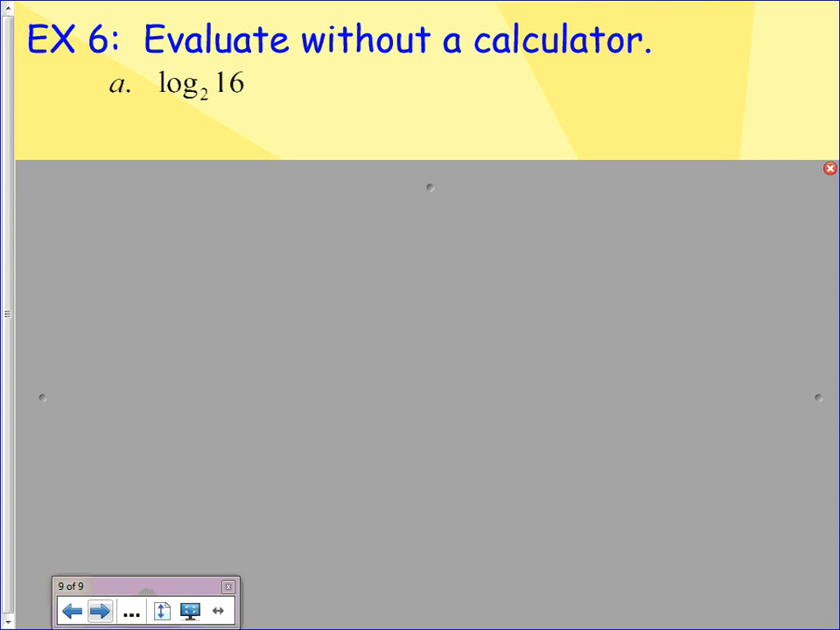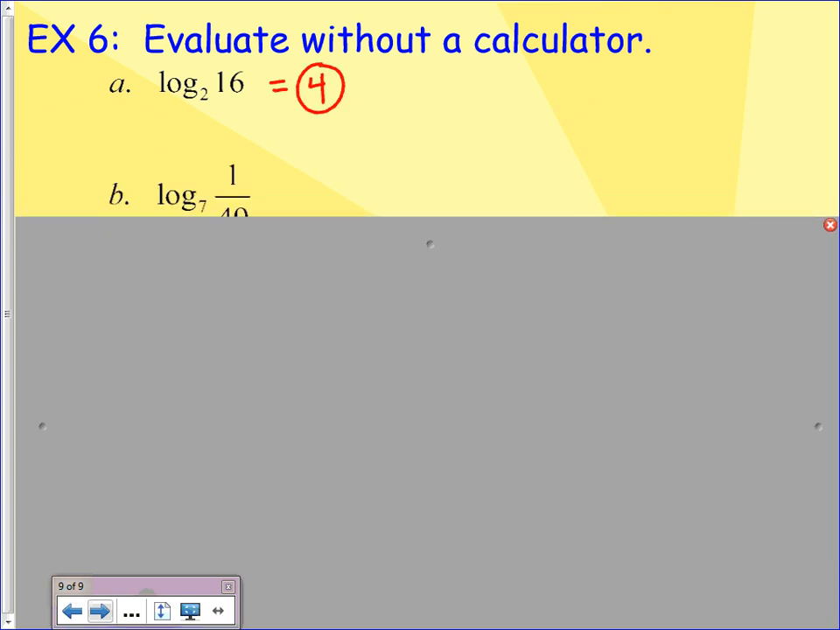So the first one is log base 2 of 16. We'll give you about 15 seconds to try to come up with that and write that down. So 2 to what power is 16? Hopefully you were able to come up with 2 to the 4th power is 16. That is our answer there.